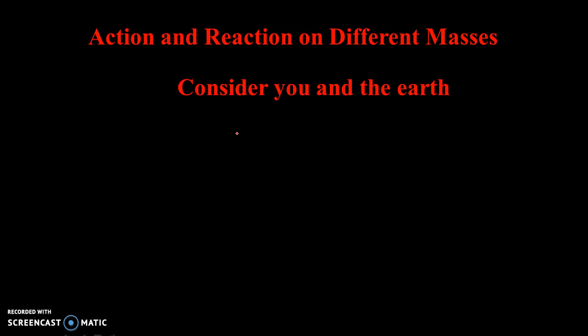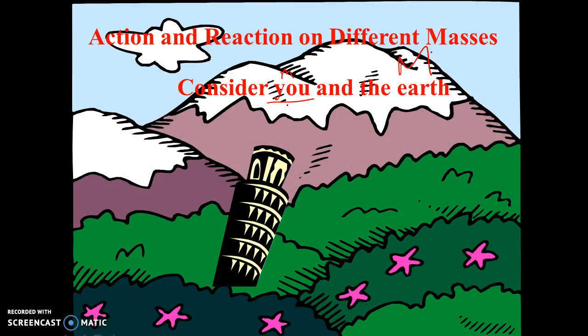Alright, consider you compared to the Earth. Your weight is very small. Your mass is very small compared to the Earth's mass. The Earth's mass is very large. So when you fall off this tower, your acceleration, we know, is 10 meters per second squared. Right? So action, the Earth pulls you down. The reaction is you pull on the Earth. Your mass is so small, the acceleration is insignificant comparatively.